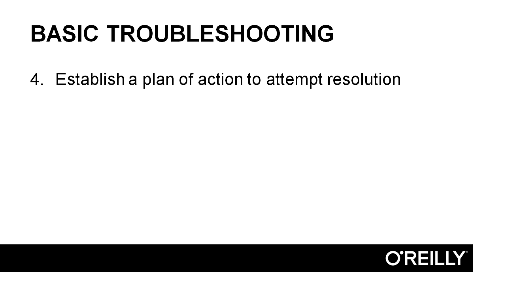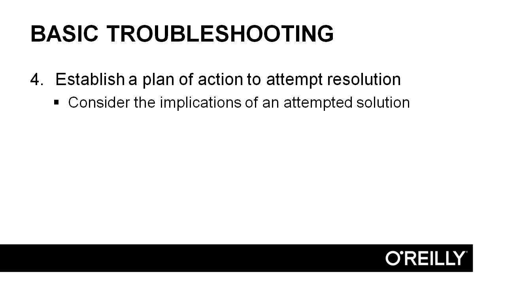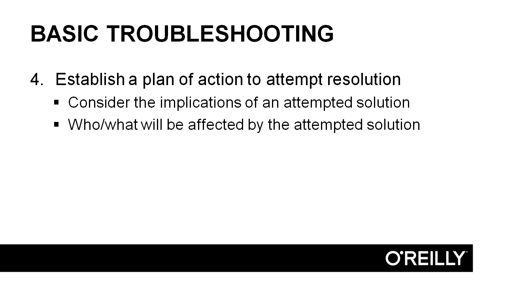Number 4, establish a plan of action to attempt resolution. Now, here's the deal. In a network, it gets kind of complex sometimes, especially when you're dealing with servers or network devices. Consider the implications of an attempted solution. We might have a problem here, but at least the server's up and running and it's supplying other requests. If we try an attempted solution and the server fails, our situation is going to get worse, okay? So always stop and consider who and what will be affected by this attempted solution.